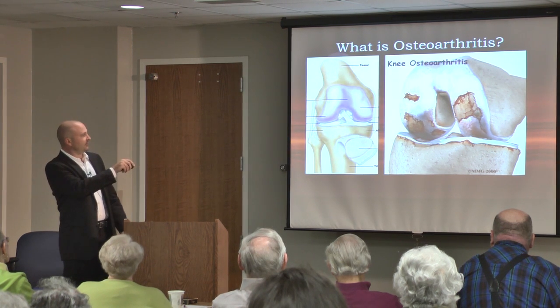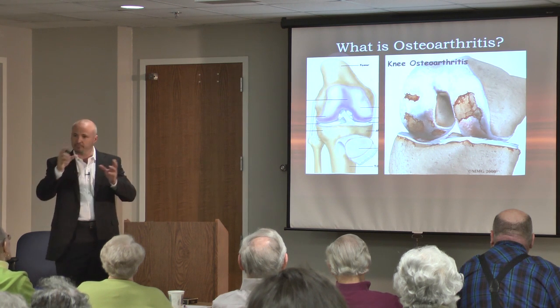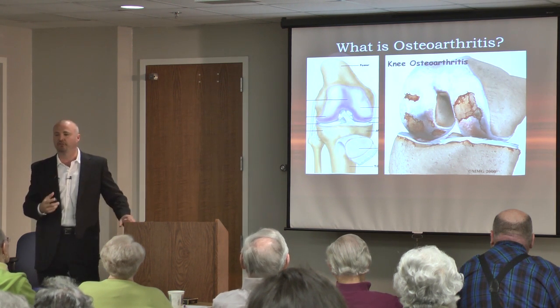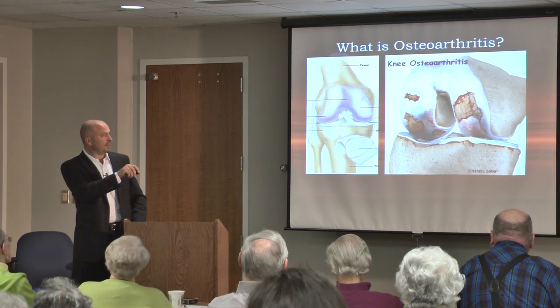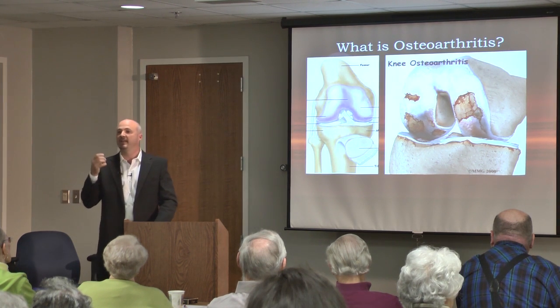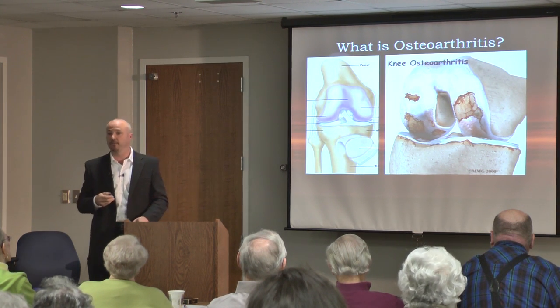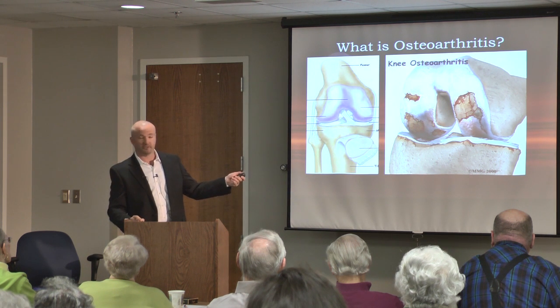This is just a cartoon, a drawing of what reflects normal, healthy, smooth, good articular cartilage. And on this side, we see how it's pitted, it's rough, it's worn thin. This is advanced osteoarthritis, which is just wear and tear, thinning of the articular cartilage on the end of the bone. So when we talk about osteoarthritis, this is the process that we're talking about.